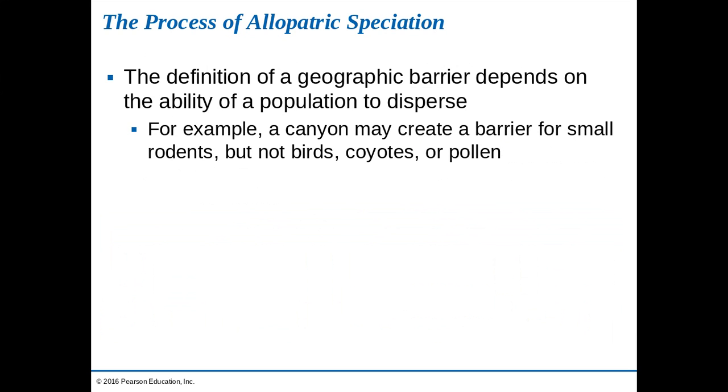So, for example, a canyon might be a barrier for small rodents, but birds that could fly over the canyon, coyotes that are able to make it across, or pollen that can float across in the wind might not be affected by this geographic barrier. So what's a geographic barrier for one species may not be for others.